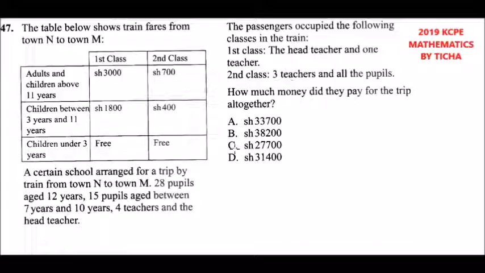How much money did they pay for the trip altogether? So we start with the first class. We have the head teacher and 1 teacher, so there were 2 in first class. They paid 3,000 each, so this means that they paid a total of 6,000 for 2.